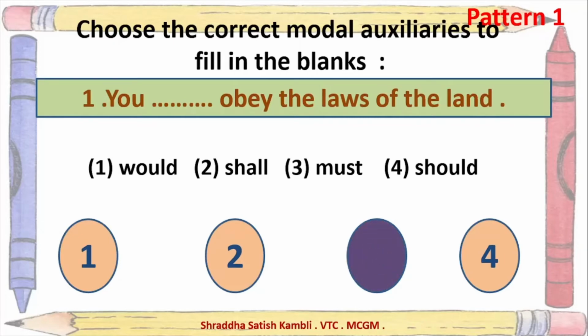So it is not a choice that we have. So must here is used as a compulsion. You have to. There is no other choice. If you do not obey the law, you will go to jail. Okay, so you must obey the laws of the land. So option number 3 is the right answer.